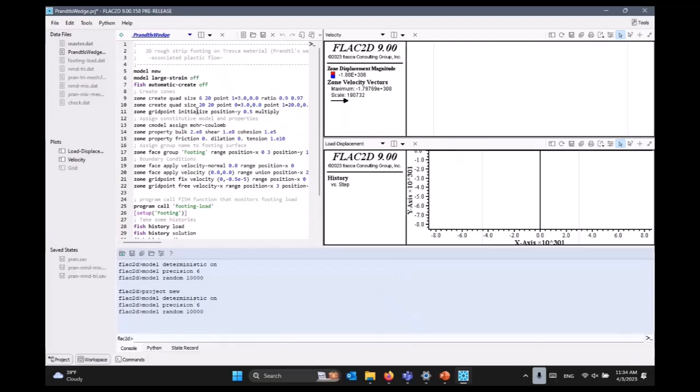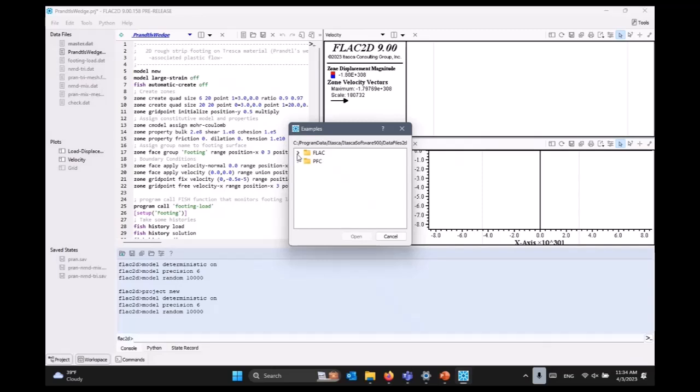So first of all, if you go to help, examples, you can see FLAC, and there are a bunch of different examples here that you can open and study. They're also listed in the documentation. You can go to the online help and basically find most of these examples there. So if you just want to learn something, you can go here, for example, user's guide or verification problems. And the example that I'm showing here is in verification problems, this Prandtl switch.